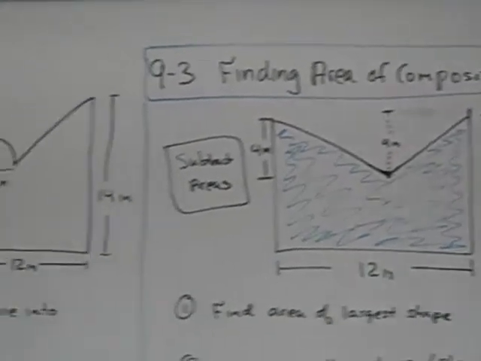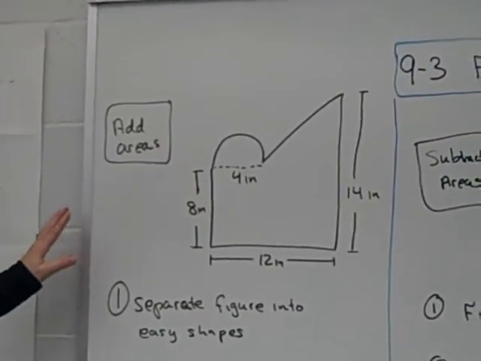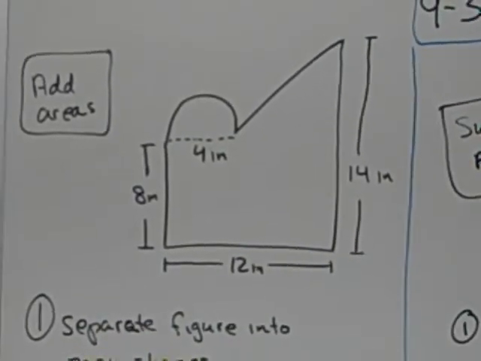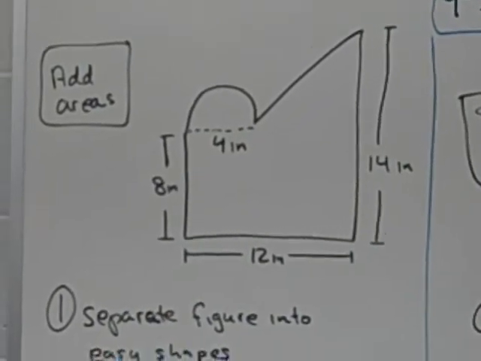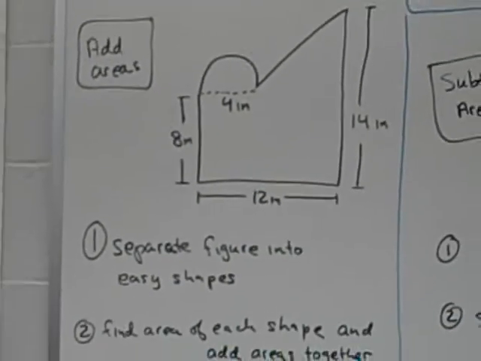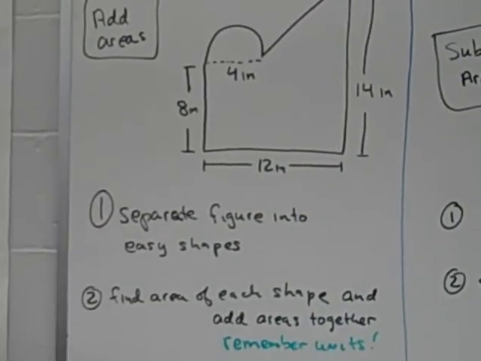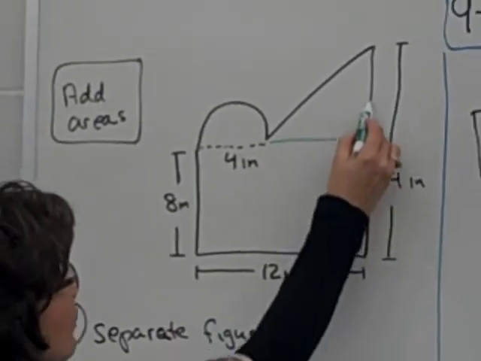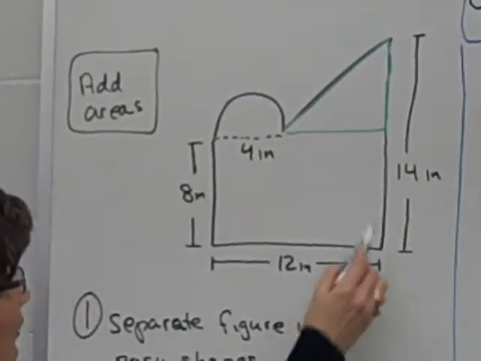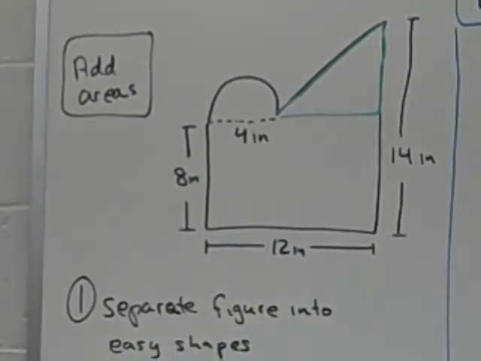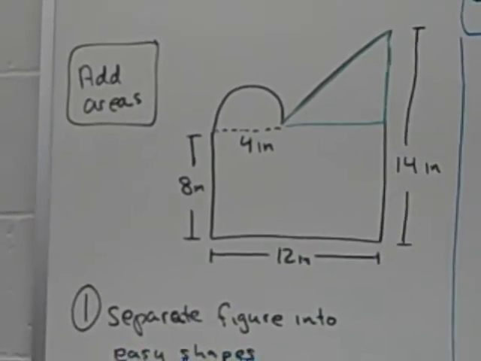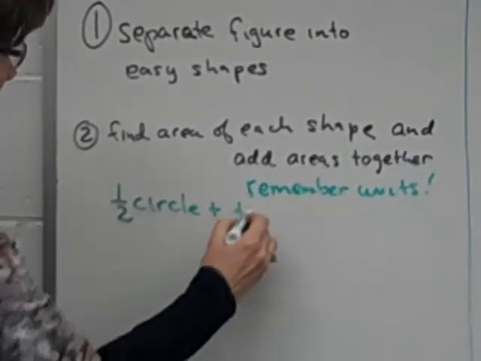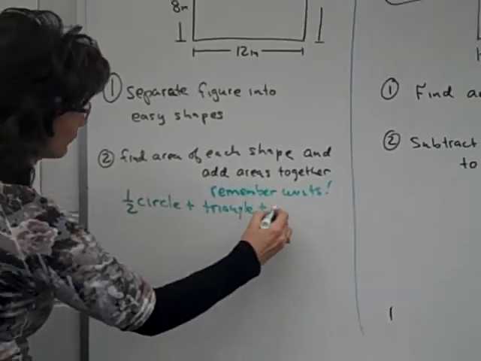The first way uses the addition method, and that's where we take a figure, such as this one, and we break it into smaller, easy to recognize shapes that we know the areas of, and then we just add them together. So let's do that with this figure. I see a half circle, and then I see a triangle right here, and then I've got a rectangle. So when we're finding the area of each shape, I will say 1/2 of a circle plus a triangle plus a rectangle.